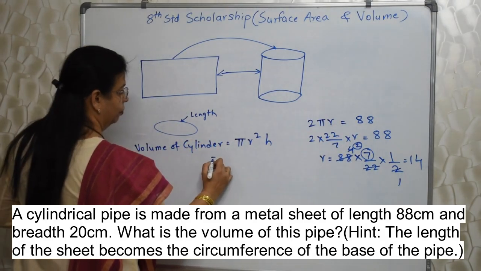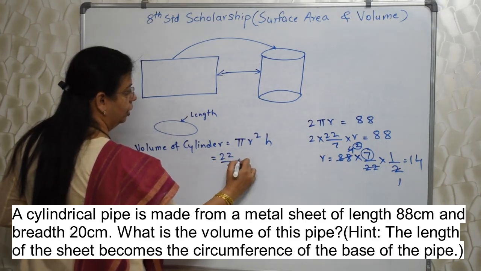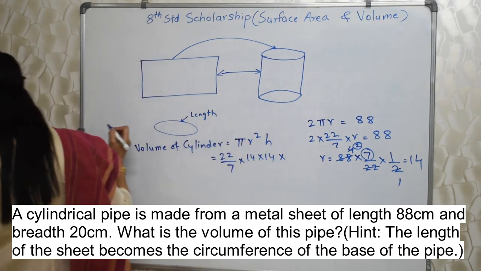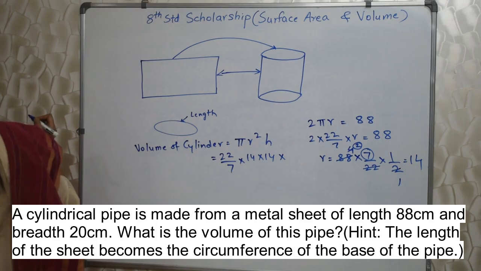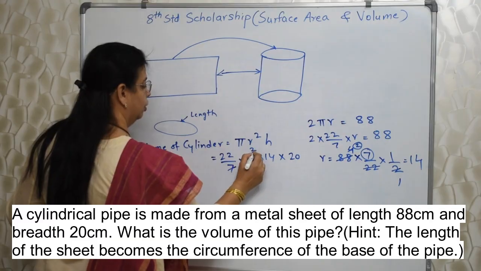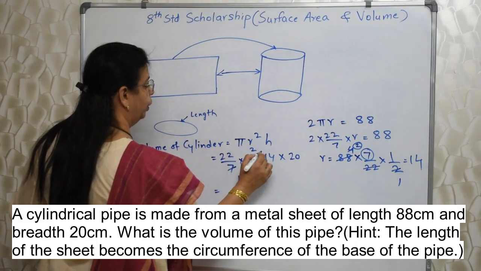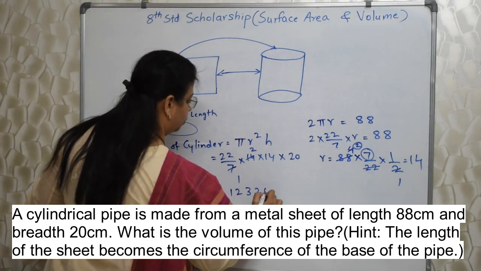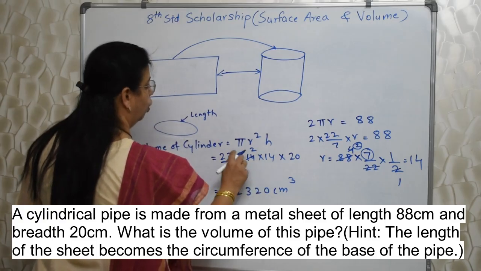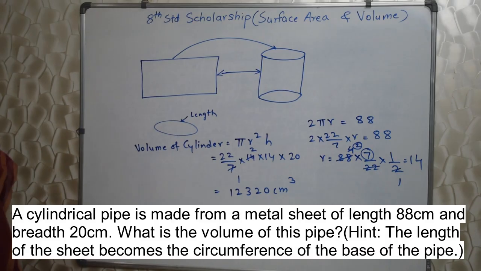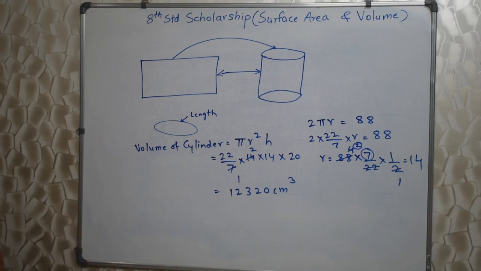Now we have r. So 22 upon 7, that is pi, then 14 into 14, r square, into h, which is how much? 20. Let's do it. So 22 into 2 into 14 into 20. The multiplication is 12,320 centimeter cube. All these were in centimeters. So volume is always in cube. Remember that. 12,320 centimeter cube is the answer. Let's go ahead.